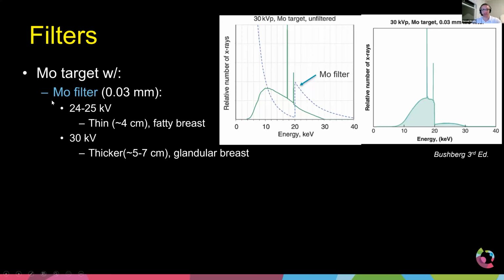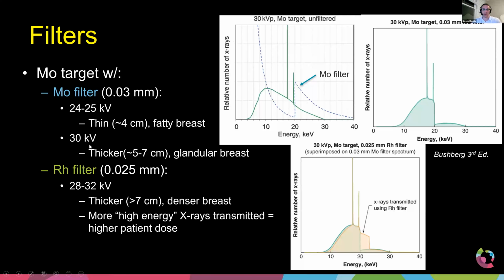Depending on the thickness of the breast depends on the kV selection option you'd use with the moly target. And it depends if you would use a moly target with a moly filter, so if it's a thin, fatty breast or a little bit thicker glandular breast. Now, if you use the moly target with a rho filter, you're doing this for the much denser breasts. That's because you're going to keep a little bit more of these higher energy photons to penetrate the thicker breast. So a moly-moly combination or a moly-rho combination will really get rid of most of this right here.